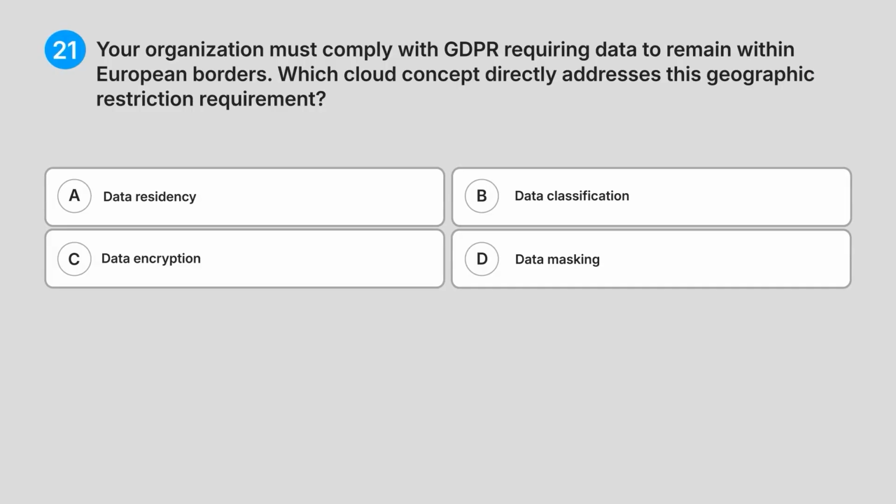21. Your organization must comply with GDPR, requiring data to remain within European borders. Which cloud concept directly addresses this geographic restriction requirement? A. Data residency. B. Data classification. C. Data encryption. D. Data masking.